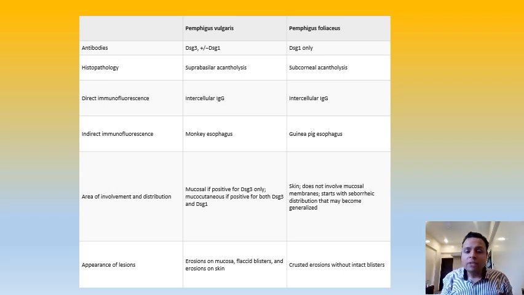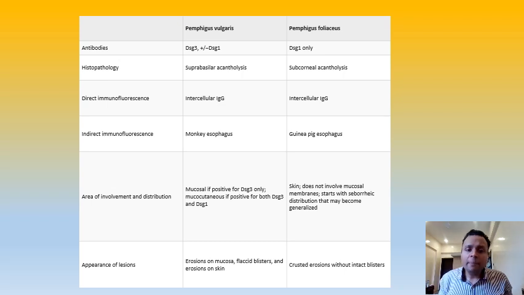And for indirect immunofluorescence, we normally use monkey esophagus. Remember, monkey esophagus is very, very important, because monkey esophagus is rich in Desmoglein 3. And guinea pig esophagus can be used for Pemphigus foliaceus. Guinea pig esophagus for Pemphigus foliaceus. Monkey esophagus for Pemphigus vulgaris.